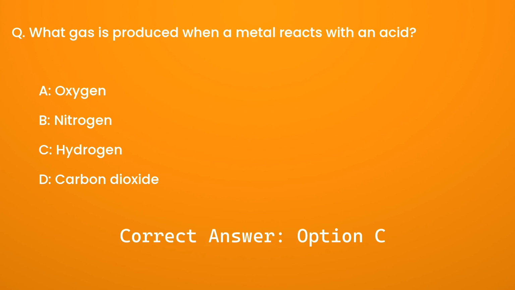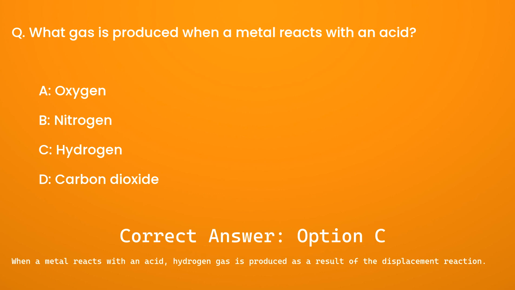The correct answer is option C, which is hydrogen. When a metal reacts with an acid, hydrogen gas is produced as a result of the displacement reaction.